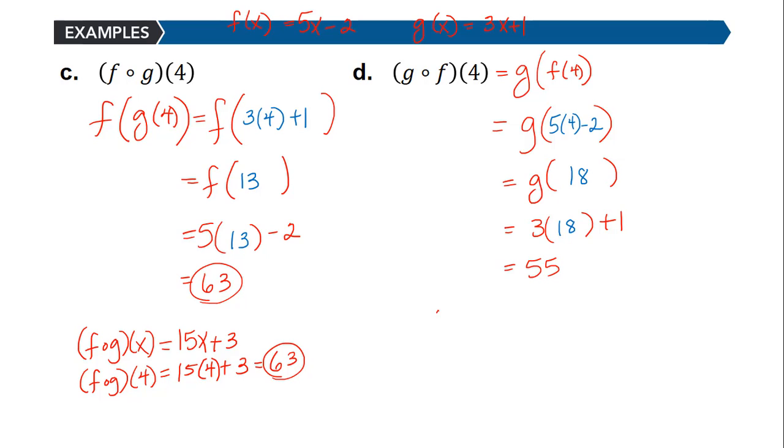In a similar fashion, we could have just found the composite function g composed with f of x, which we did on the previous slide, was 15x minus 5. And so g composed with f of 4 would be 15 times 4 minus 5, or 60 minus 5, which is 55. So either way works.